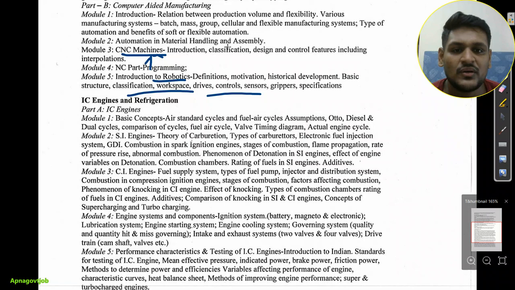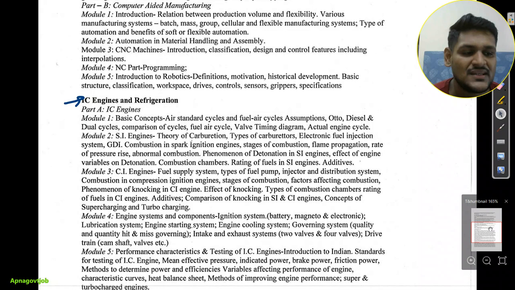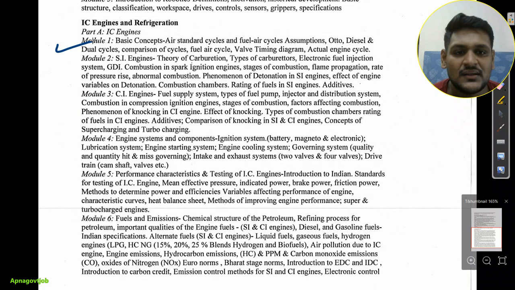Okay, the next chapter is your IC engine and refrigeration, definitely important, so they can ask you anything from this. For NMDC it is the most important subject, so let's see what basically they have in module 1 for us. Basic concept, air standard cycle, fuel cycle, okay, Otto cycle, Diesel compulsorily you will do, SI engines also, combustion, spark engine, CI engine also you can do, engine system components, ignition you will do, module 4 also, module 5 also, IC engines, okay.